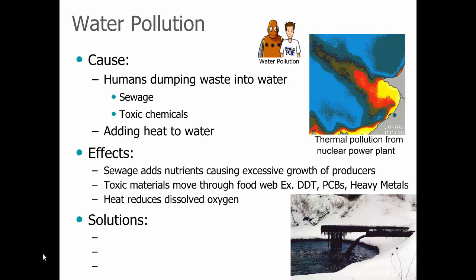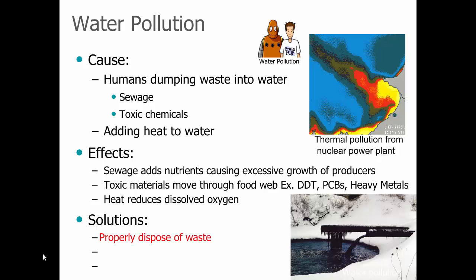When sewage goes into the water, it adds nutrients to the water. Okay? Sewage, as it breaks down, releases nutrients. That leads to a process called eutrophication, which is when algae and producers grow out of control because we're adding fertilizers to the water. Toxic materials, DDT, PCBs, heavy metals. These are toxic substances. They make their way through the food web. They bioaccumulate as one organism eats another. They get in higher and higher concentrations and end up damaging those organisms.